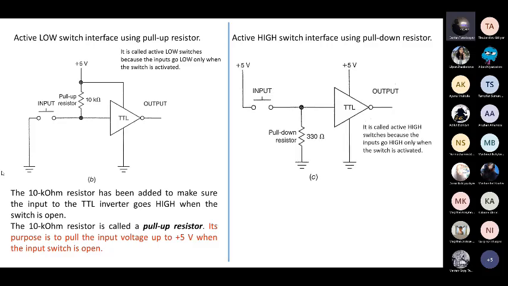Next, let's consider the active high switch interface using a pull-down resistor, right? This is a pull-down resistor. They look the same, but here you can see that when the switch is deactivated, when it's opened, we connect the input through this pull-down resistor to the ground. My question for you: why do we use 330 ohms here, but 10,000 ohms there? Do you have some idea?